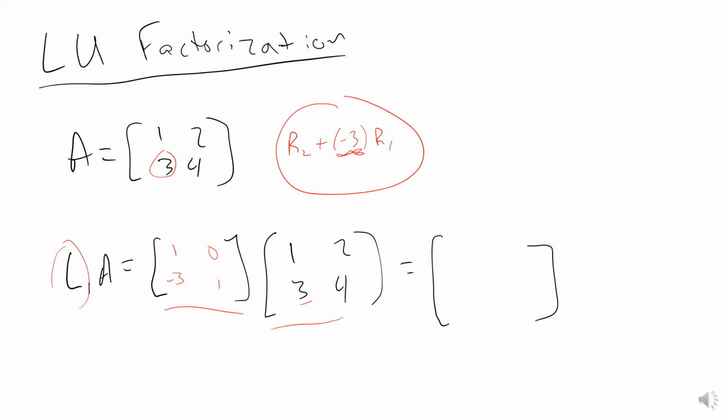Alright, so you can check this on your own. I went ahead and multiplied this out, and you can verify this. When you multiply these out, you get the matrix 1, 2, 0, -2.